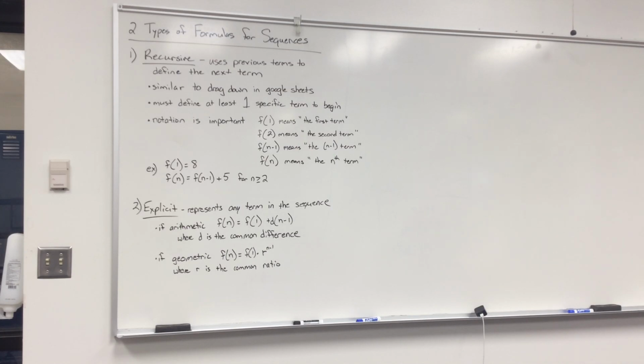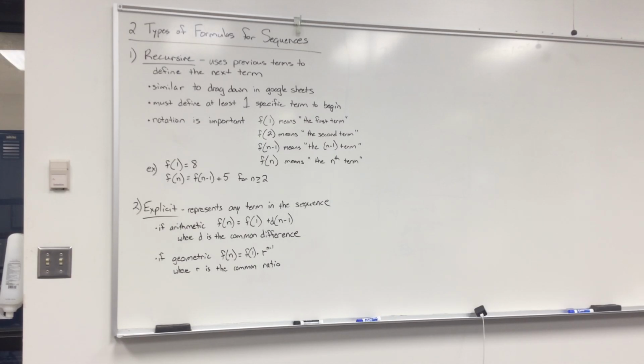Because if all I tell you is that to go from one term to the next, you add 5, all right, great. You can't tell me what that sequence is, because you don't know where to start. Now, if I say my rule is adding 5 and my first term is 8, now you can tell me it's 8, 13, 18, 23, 28, and so on. Okay?